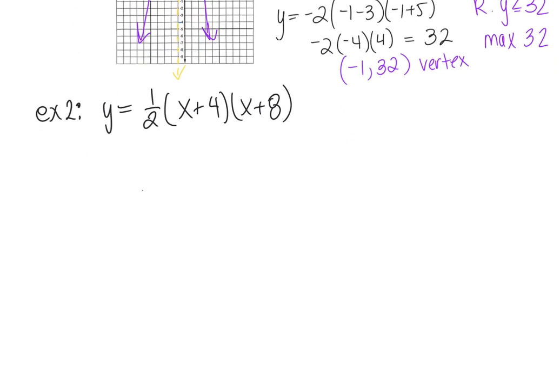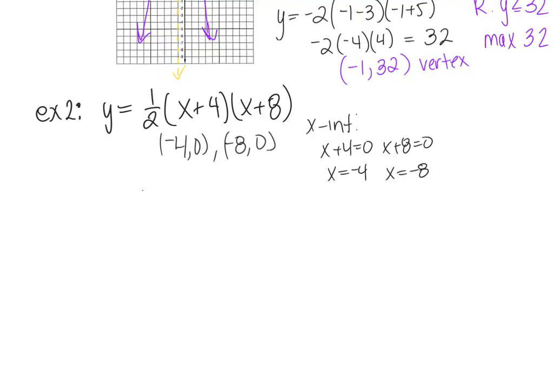Okay, next example. y equals 1/2 times (x plus 4) times (x plus 8). So again, we're going to find my x-intercepts. x plus 4 equals 0, x plus 8 equals 0. So x is -4 and x is -8. You don't have to solve it like that. You can just go straight to writing them, but remember that we are getting the opposites. So -4, 0, and -8, 0.